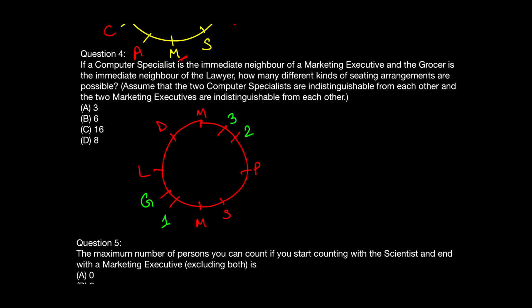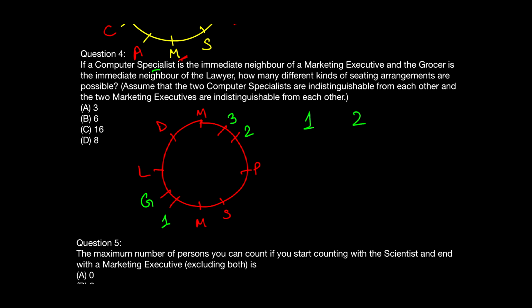Now what they are saying is how many different ways of sitting arrangement are possible, assuming that both the computer specialists are indistinguishable. That means I cannot distinguish between the two C's. All right, so we will find out, and the two marketing executives are also indistinguishable. So in this case, what can be the condition? Only one condition is mentioned, that the marketing executive and the computer specialist need to be immediate neighbors.